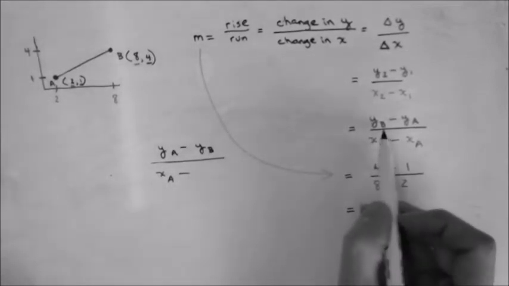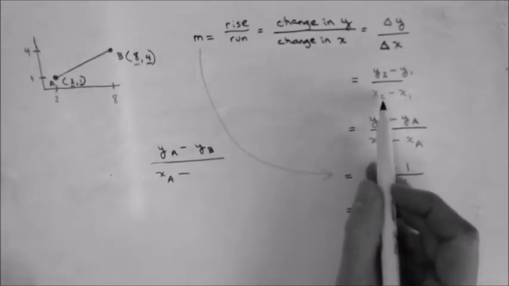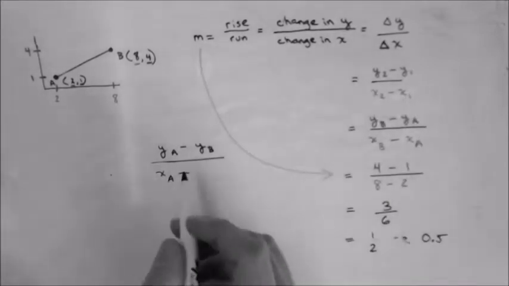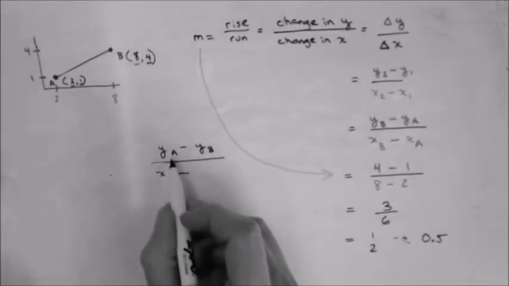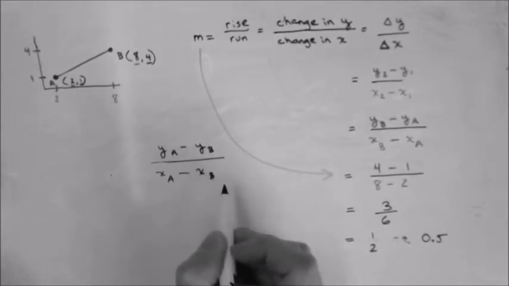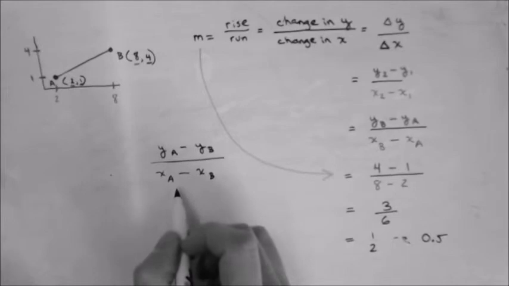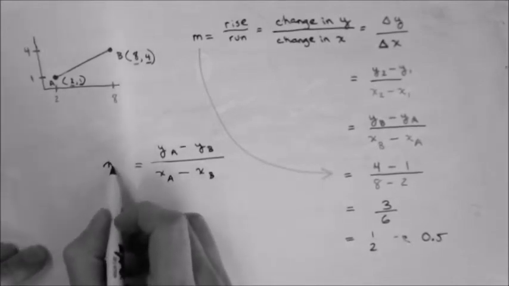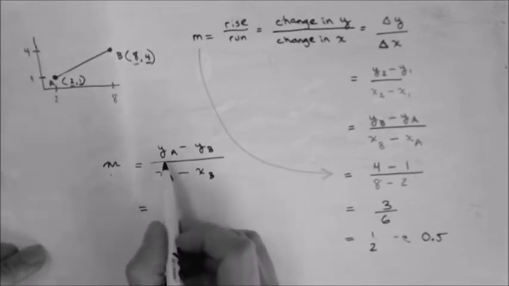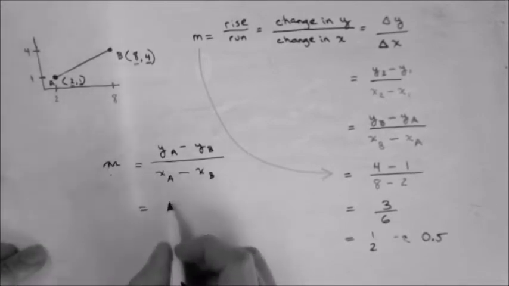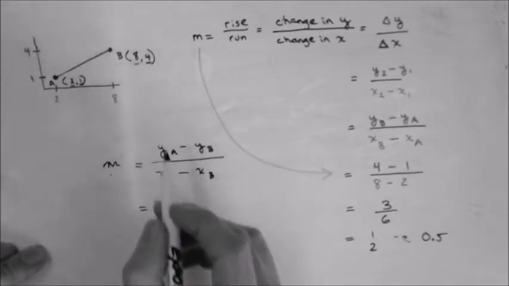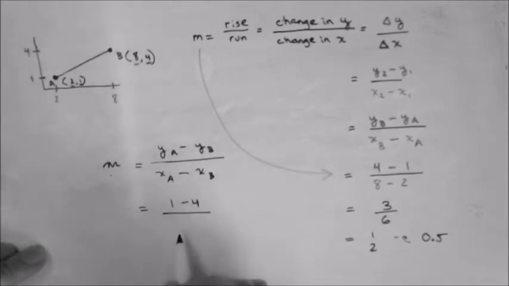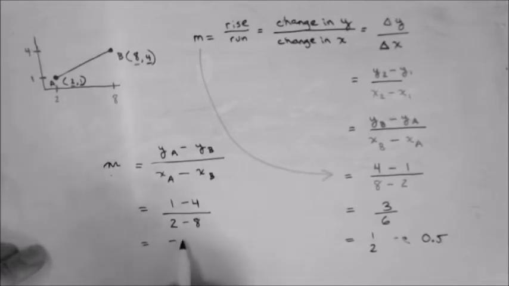In this case, point B was the second point and point A was the first point. Now basically what I'm saying is, point A is the second point and point B is the first point. But as long as I'm consistent, it doesn't make a bit of difference. The math becomes a little bit more difficult, but watch what happens. The y coordinate of A is 1. The y coordinate of B is 4. So I have 1 minus 4. The x coordinate of A is 2, and the x coordinate of B is 8. I have 2 minus 8. 1 minus 4 is negative 3.